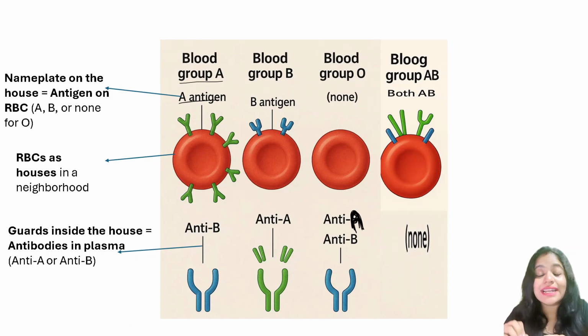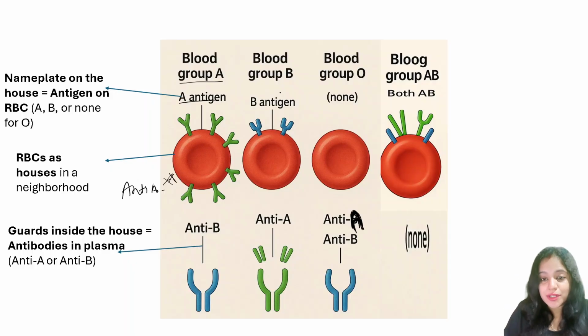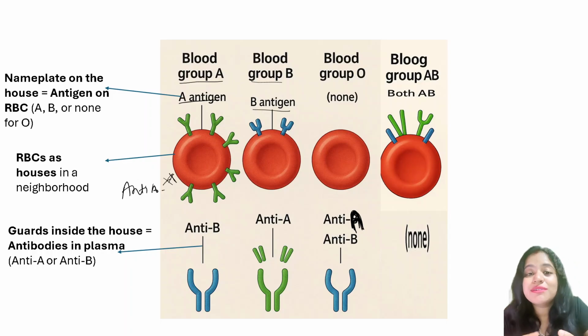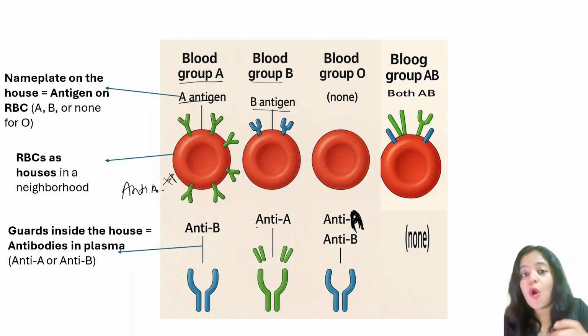Why? Because anti-A will do what? It will destroy. If anti-A antibody was present here, it would have destroyed this RBC. We don't want that. We don't want to attack our own family. Okay, so that's why A blood group will have anti-B. Same goes for your blood group B. Which antigen is on the RBC? B antigen. What will be the corresponding antibody? Anti-B. That will be absent in the plasma. It will have the opposite antibody, that is anti-A.